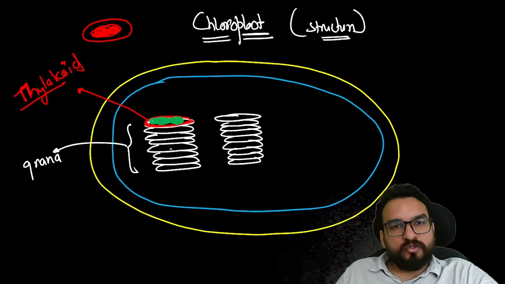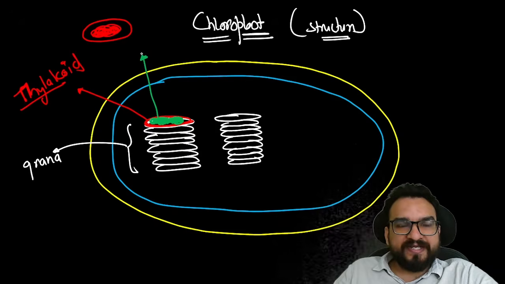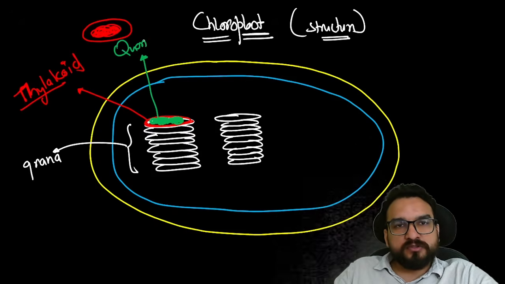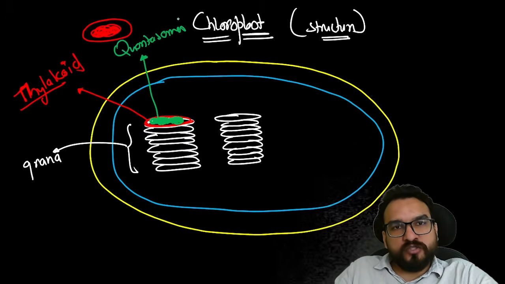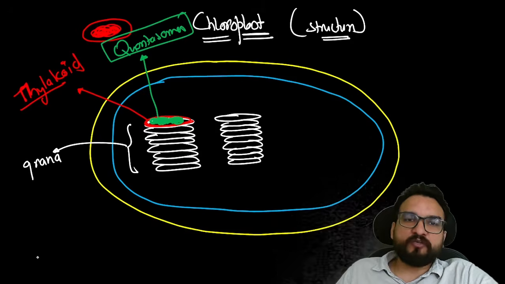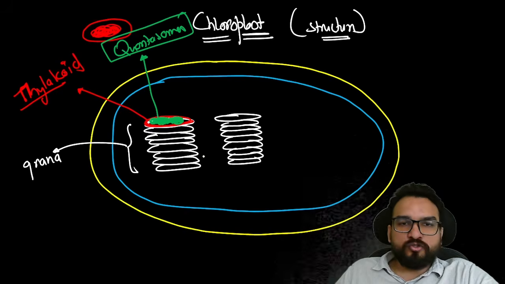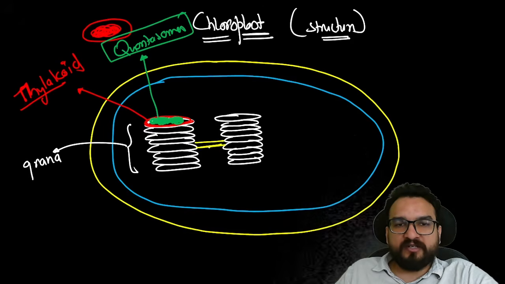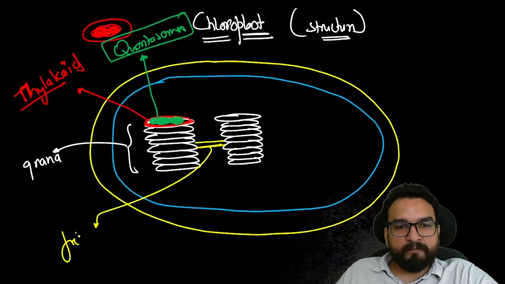Understanding? So this over here is known as quantasomes. Quantasomes, the group of several pigments you will be seeing over here. Also, again, these types of structures you will find, and these are connected by one channel known as Fret channel.